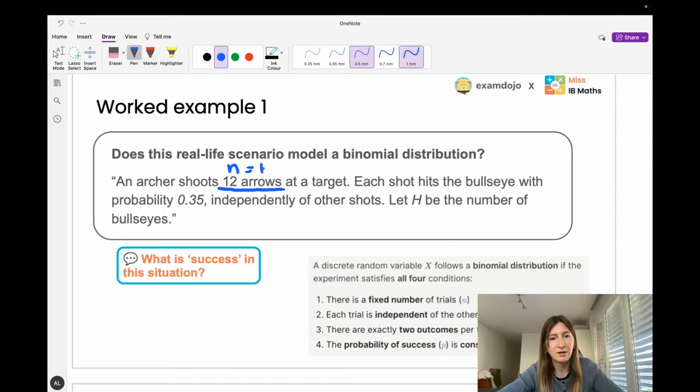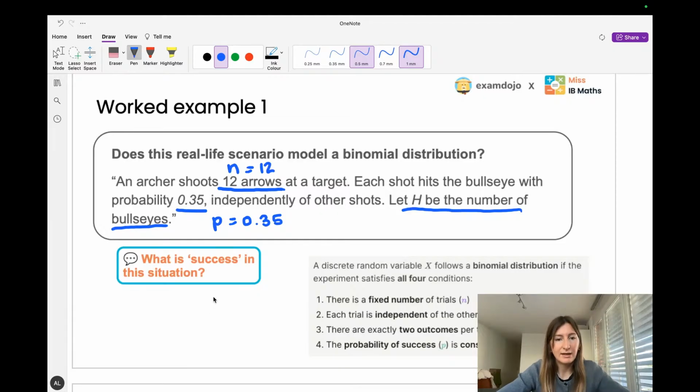So n equals 12. Highly recommend when you're going through your question, writing out the things that you are figuring out. These are all clues. Each shot hits the bullseye with probability 0.35. Lovely, very clearly given. We don't have to do much work there. Independently, oh, there's that keyword, independent. Independently of other shots. Let H be the number of bullseyes. So that is our variable that we're starting with.